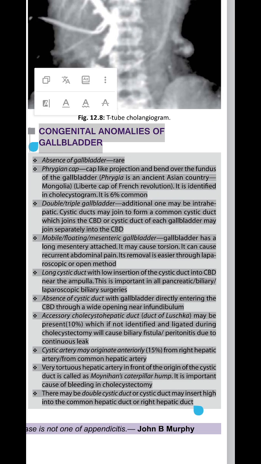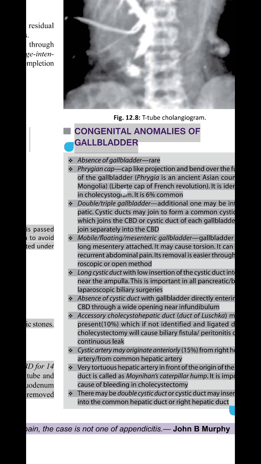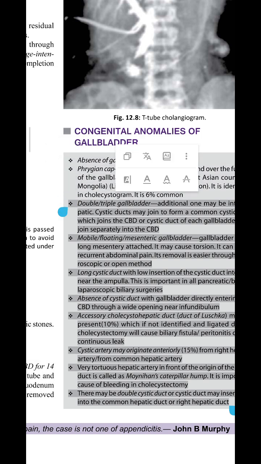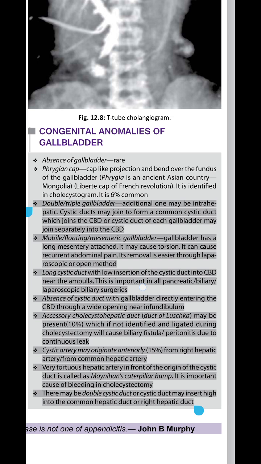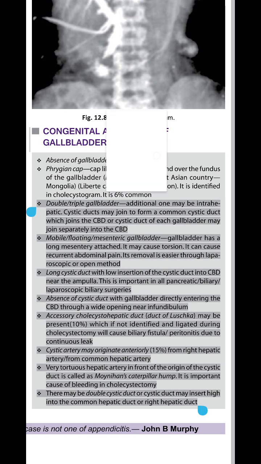Congenital anomalies of gallbladder. Absence of gallbladder, rare. Phrygian cap, cap-like projection and bend over the fundus of the gallbladder. Phrygia is an ancient Asian country, Liberty Cap of French Revolution. It is identified in cholecystogram. It is 6% common. Double, triple gallbladder. Additional one may be intrahepatic. Cystic ducts may join to form a common cystic duct which joins the CBD, or cystic duct of each gallbladder may join separately into the CBD.